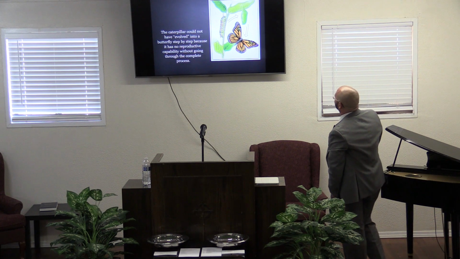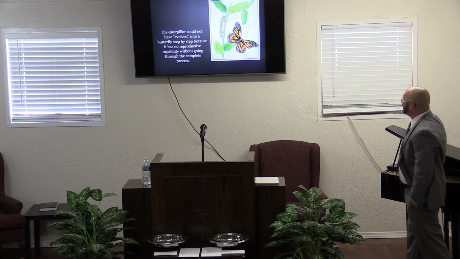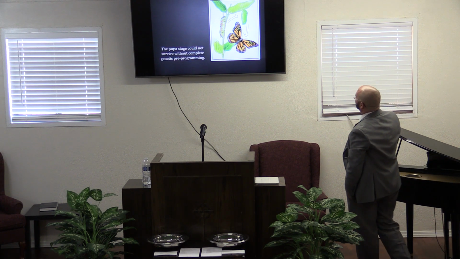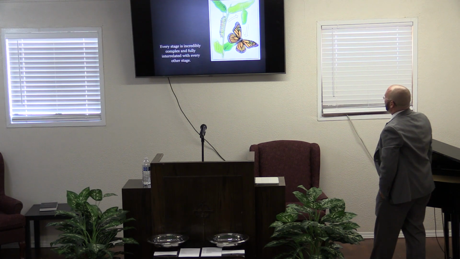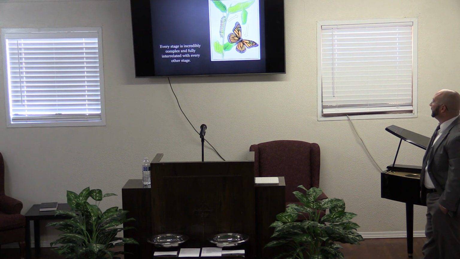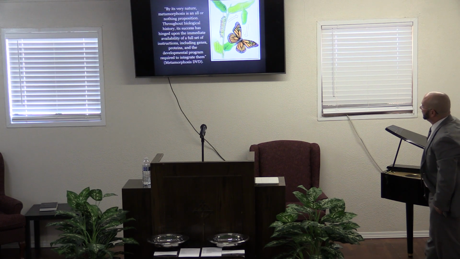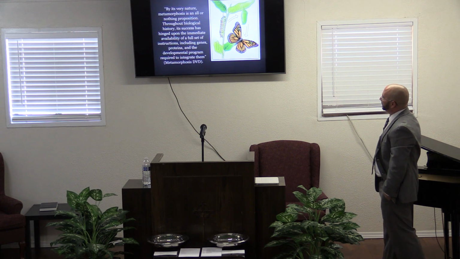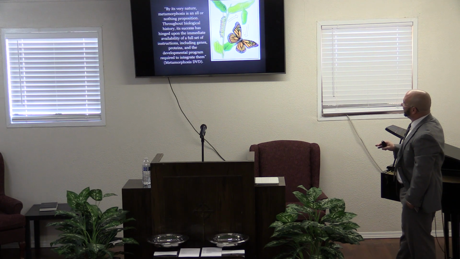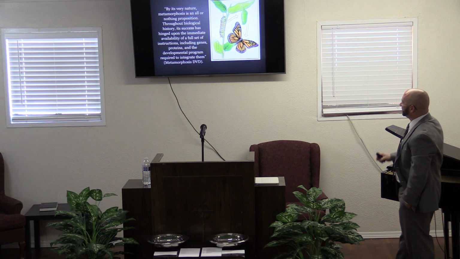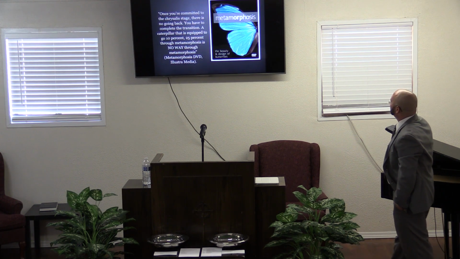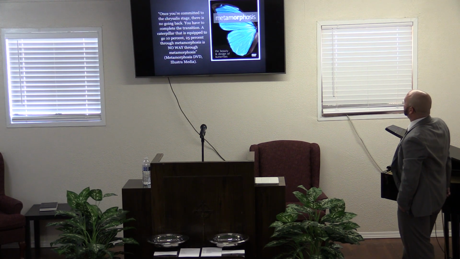All right, the caterpillar could not have evolved into a butterfly step by step because it has no reproductive capability without going through the complete process. The pupa stage could not survive without complete genetic pre-programming. Every stage is incredibly complex and fully interrelated with every other stage. So from that Metamorphosis DVD: by its very nature, metamorphosis is an all or nothing proposition. Throughout biological history, its success has hinged upon the immediate availability of a full set of instructions, including genes, proteins, and the developmental program. It needed all of it. Once you're committed to the chrysalis stage, there is no going back. You have to complete the transition.